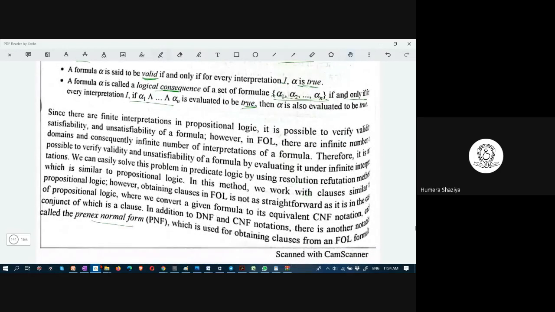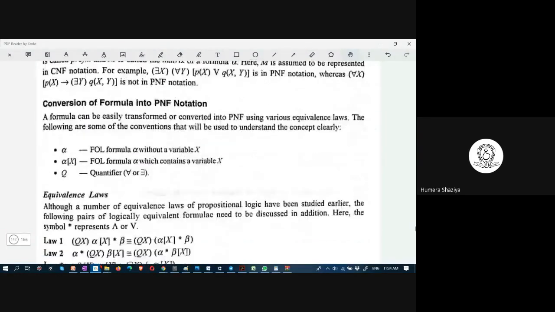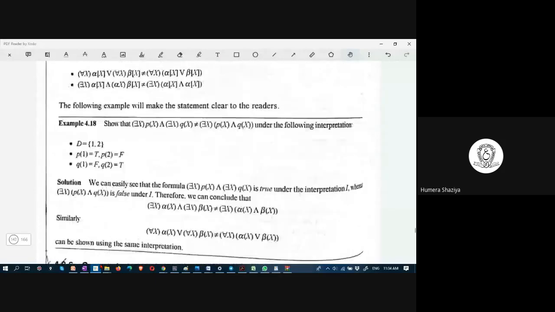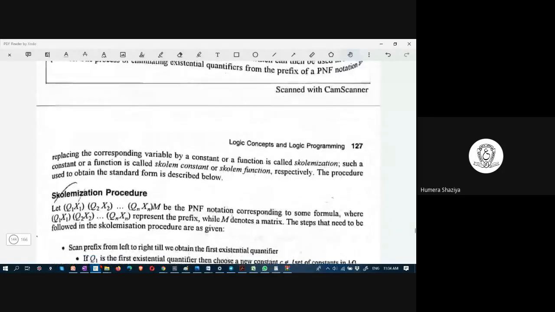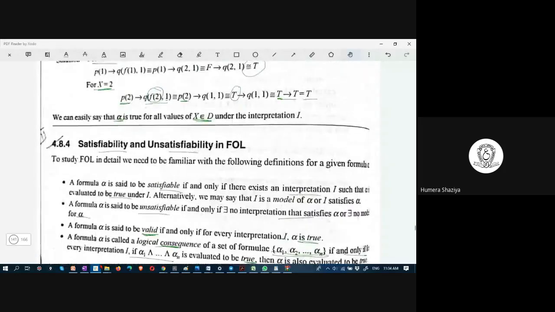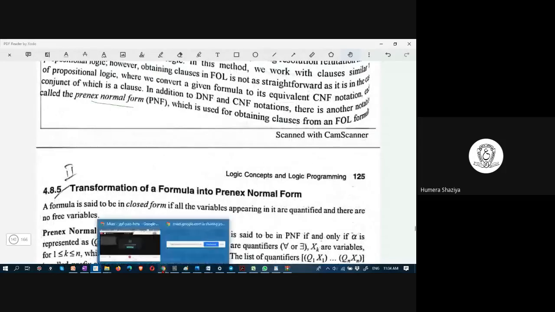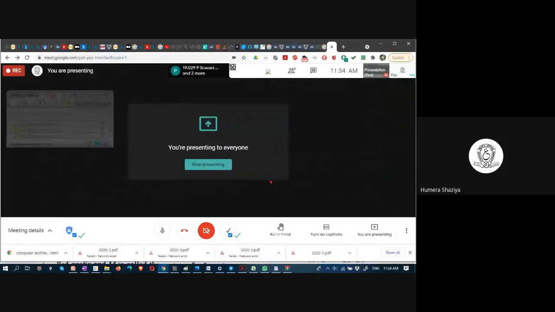Now, Prenex normal form. There is a normal form known as Prenex normal form. All right, this we will study tomorrow. Please learn whatever we have discussed. If you have any doubts, you can ask tomorrow.